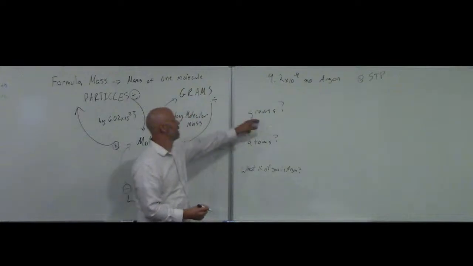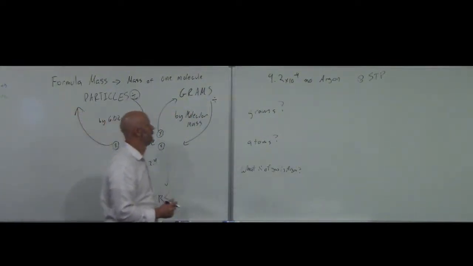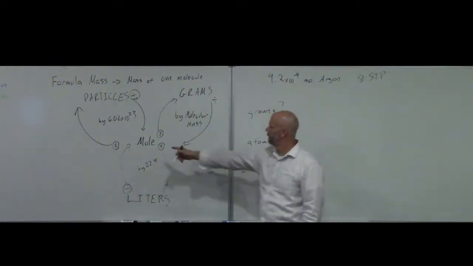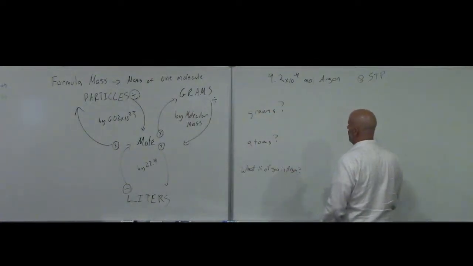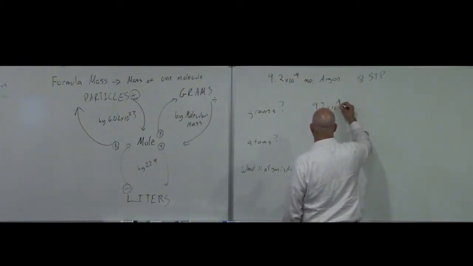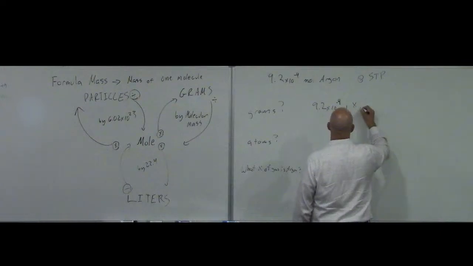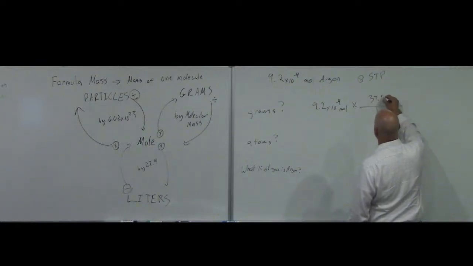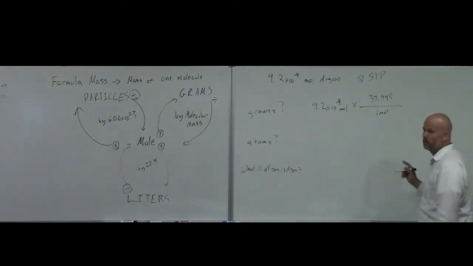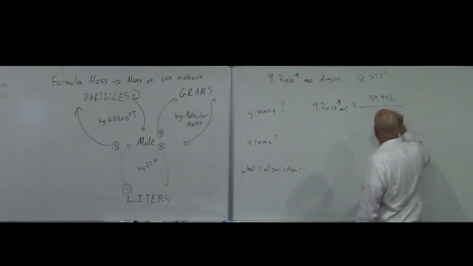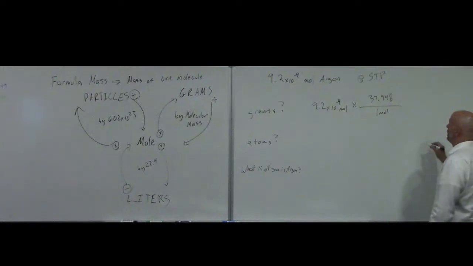So how do I do my grams? I want to go from moles of argon to grams of argon. So what do I do? Multiply by the formula weight, right? So 9.2 times 10 to the negative fourth moles, that's a tiny little amount, times 39.948. Now this one I don't have to double. Argon will exist monatomically because it's a noble gas. It doesn't play well with friends, it doesn't bond, right? So when I multiply those two things together, what do I get?